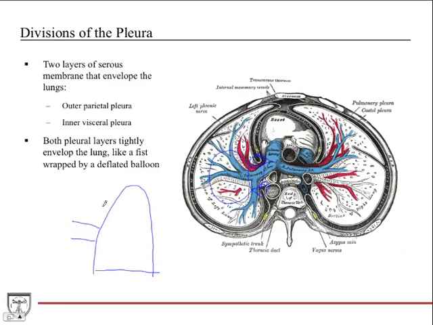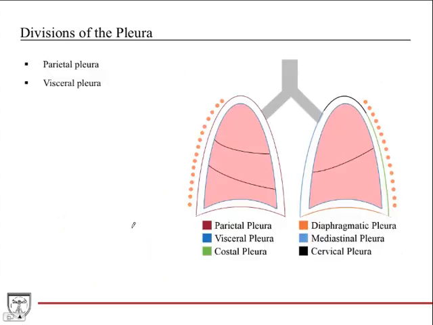And so this is more looking at it anteriorly. You have the two layers like this, and they wrap around just like that. So they terminate here at the hilum. Again, the hilum would be like the fist coming in through the balloon. So you have the parietal pleura and the visceral pleura.